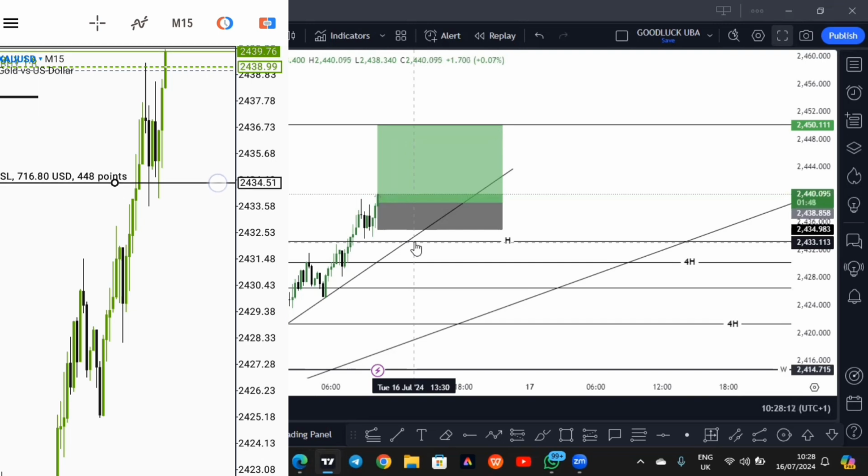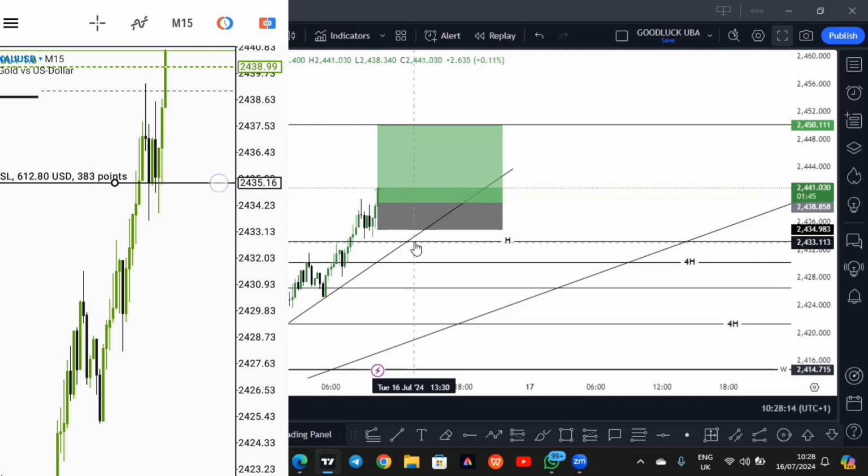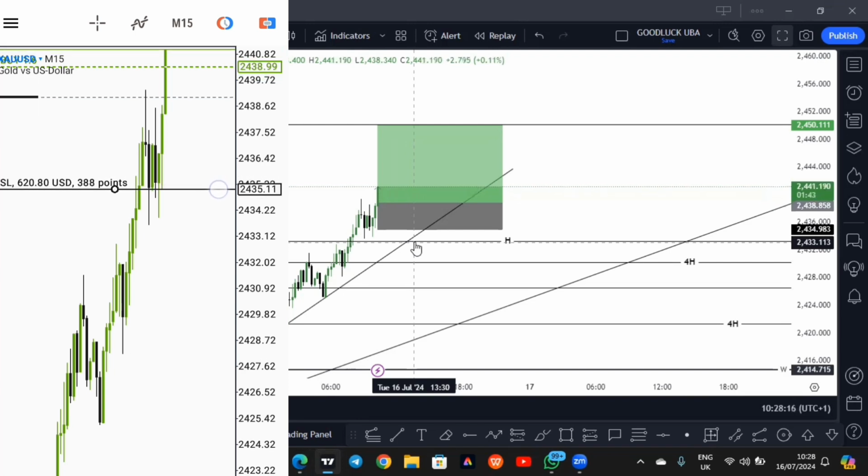So I just want to use this to work. Damn, you see the pump, guys? Are you seeing what's happening, guys?